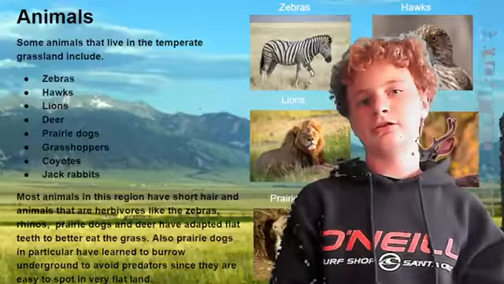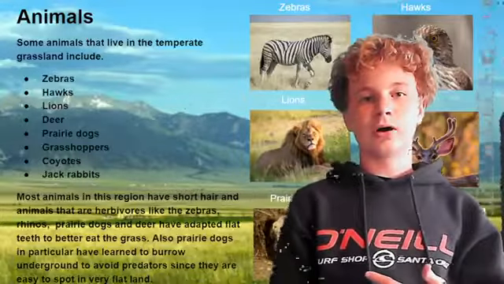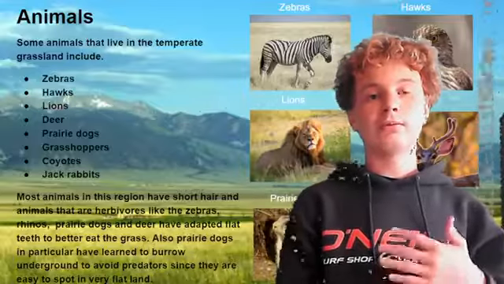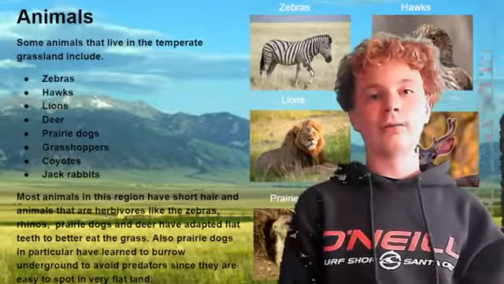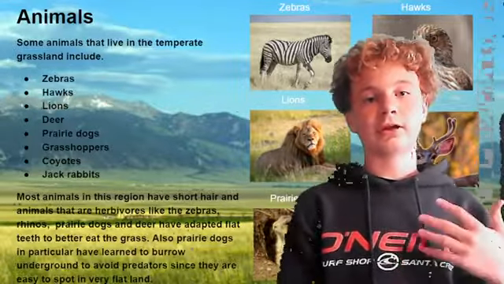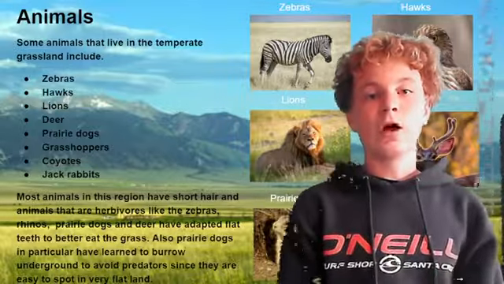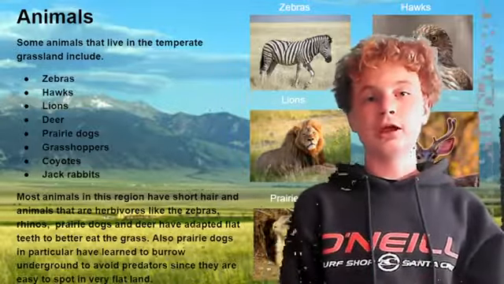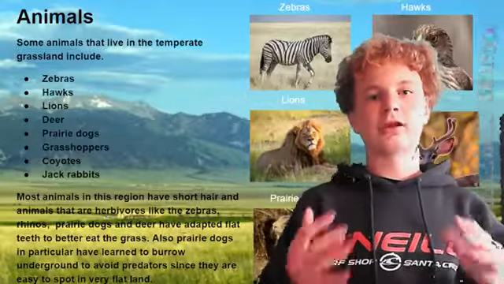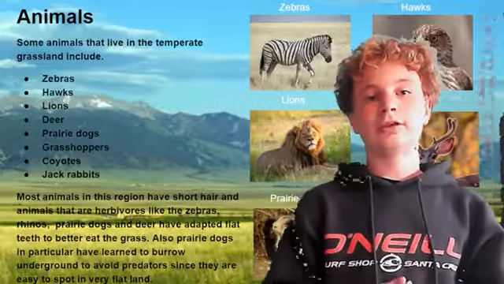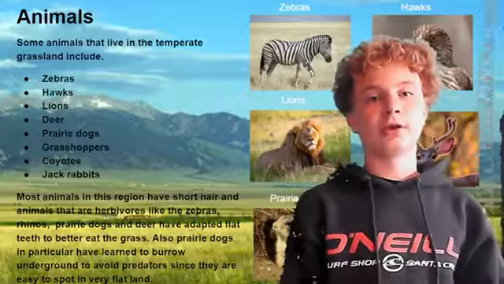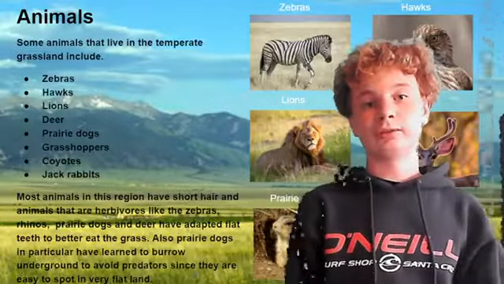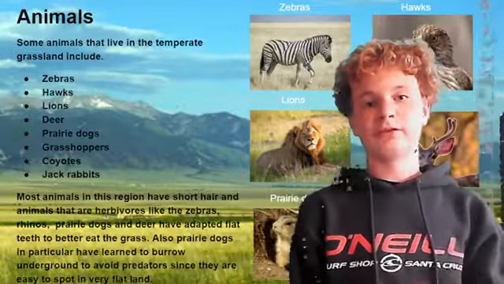Some of the adaptations that these animals have developed are having short hair, and mainly herbivores have developed flat teeth for better eating grass. Also, prairie dogs in particular have very nice claws and paws, so they are able to dig holes in the ground, so they're able to hide from predators better due to the land being very flat and them being very visible.